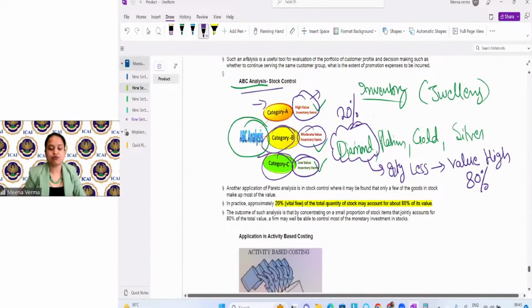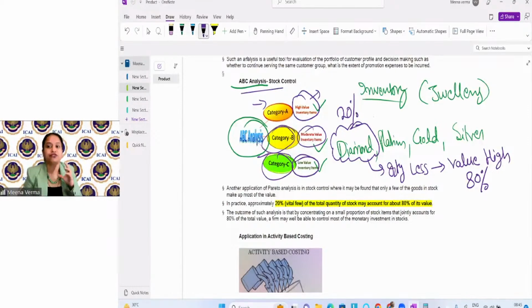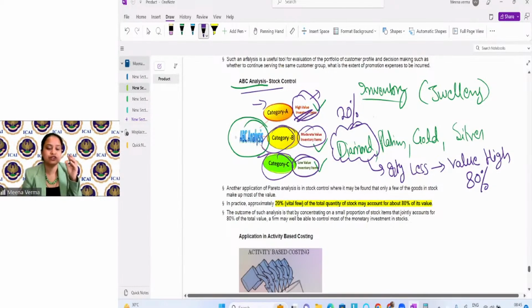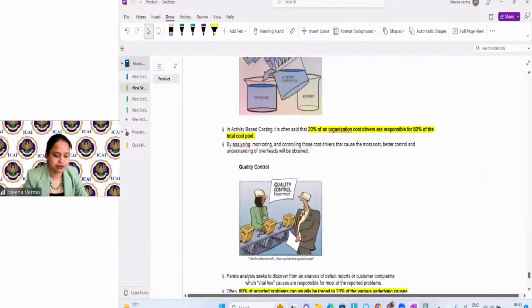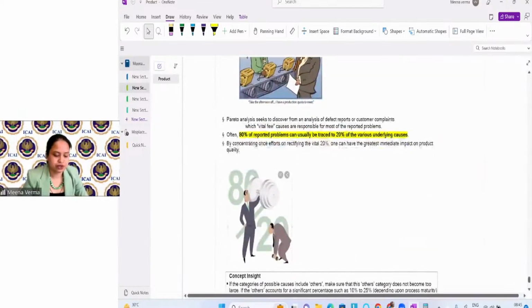And you will observe that most of the value is from very less inventory, like high value inventory. So 20% of the inventory is responsible for 80% of the value of the total inventory, right? So these are the most valuable inventory. You should focus more on this, right? Accordingly, we take the decision what we should do.